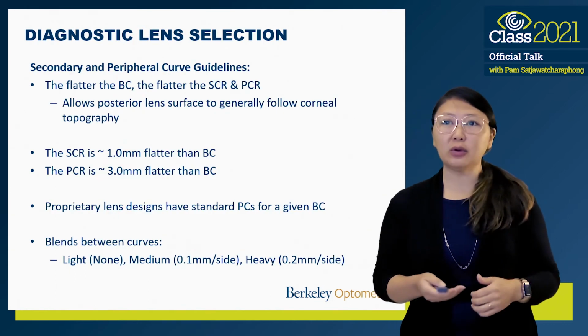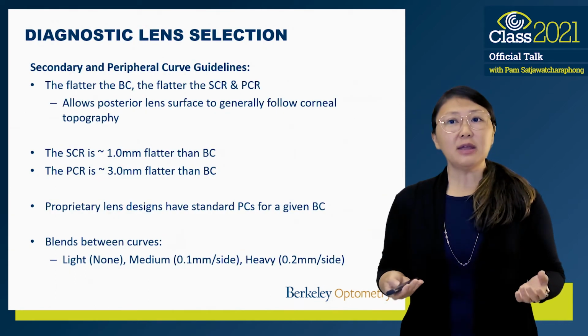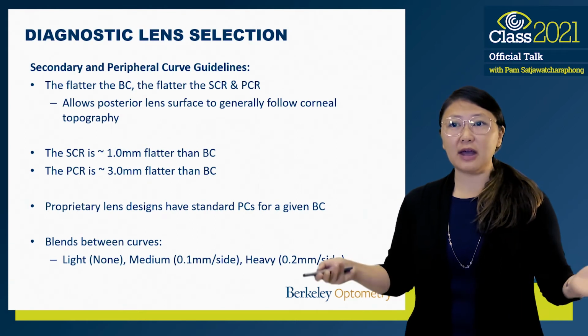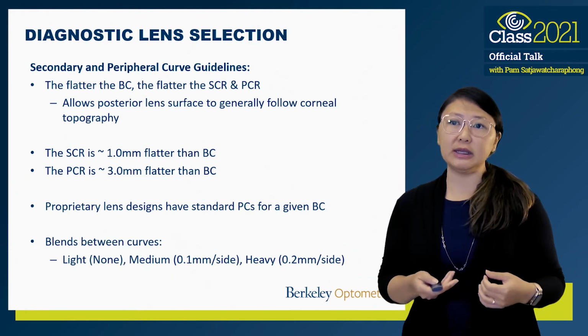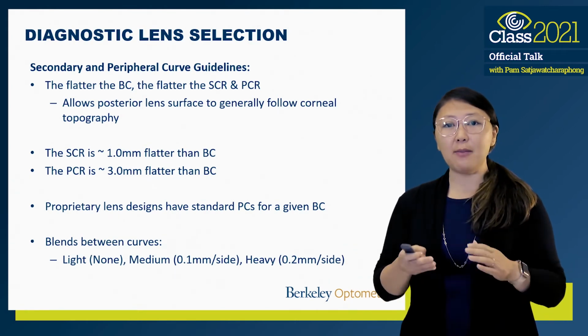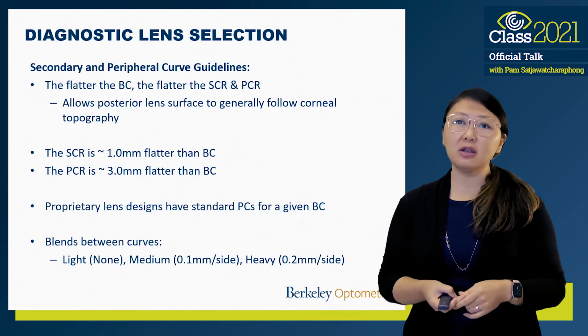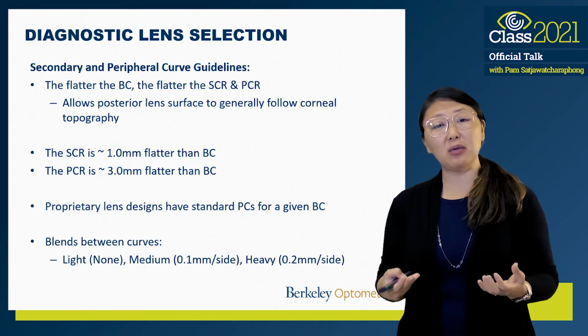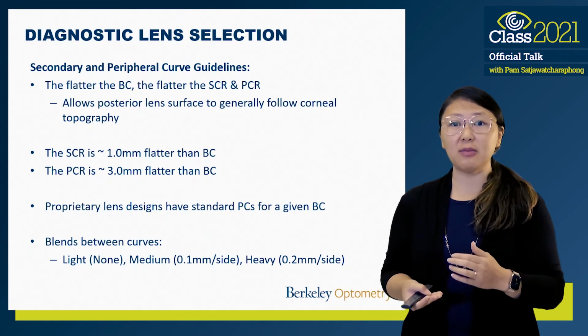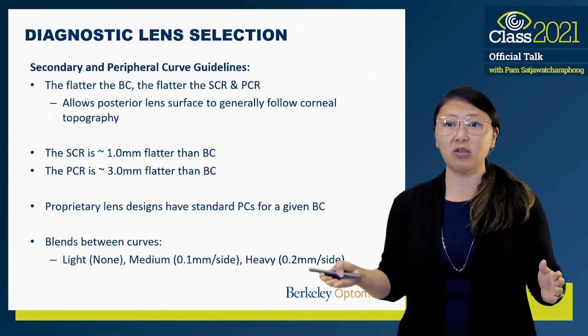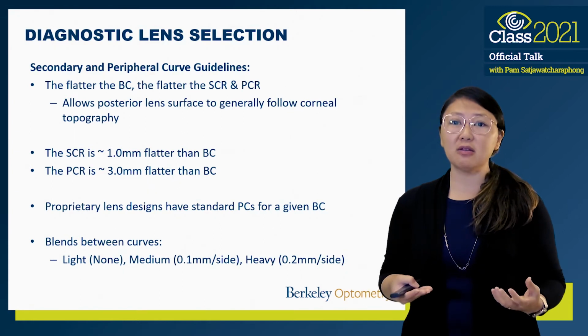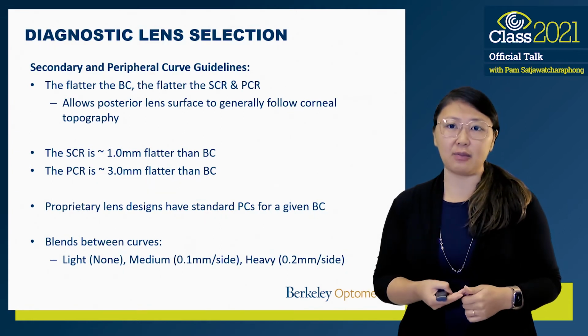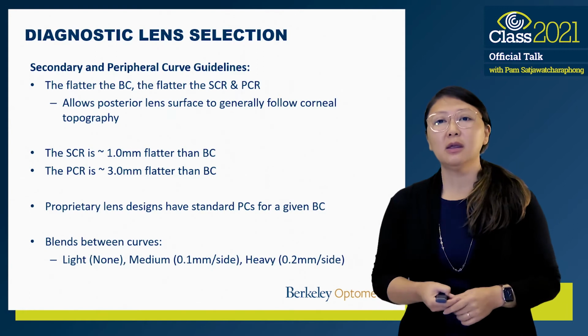Okay, secondary and peripheral curve guidelines. Typically, the flatter your base curve, the flatter the secondary and peripheral curves will be, because this is going to allow that back surface of the lens to follow the general topography of the cornea. Most normal corneas are going to be aspheric, where they're steeper in the center and flatten as we move to the periphery. And so the lens surface should also reflect that shape so that we have better alignment.